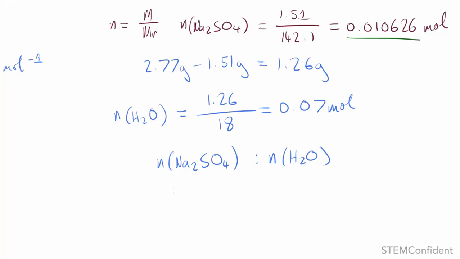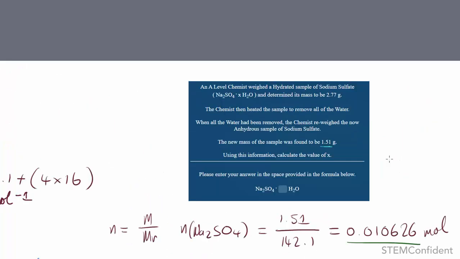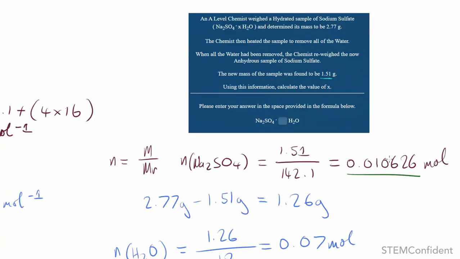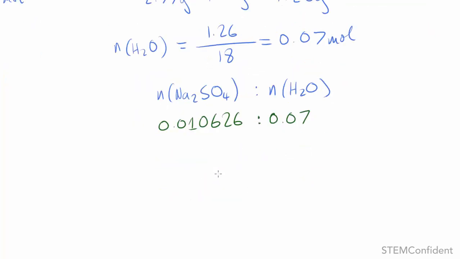And that's effectively going to give us, so obviously for this we've got the value here, right? So it's going to be 0.010626, and that's going to be in comparison to 0.07, right? And as I said, this is actually a question of, well, for every 1 mole of Na₂SO₄, how many moles of H2O are we going to have? And of course, it's not a 1, right? So what we want to do is get that left-hand side to be 1.